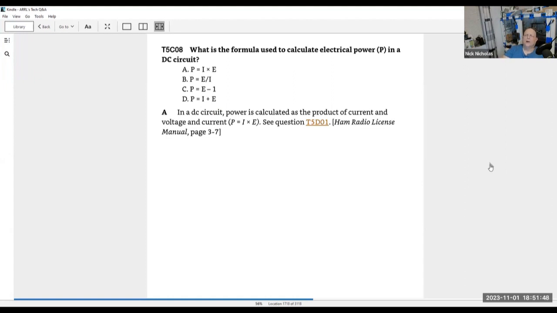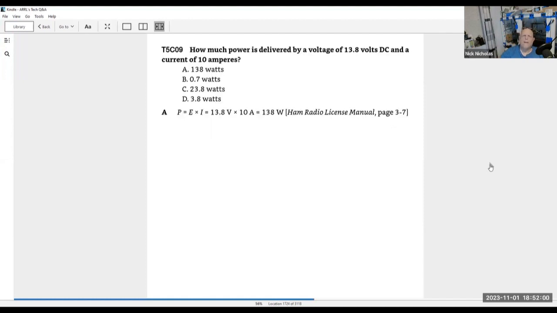What is the formula to calculate power? Remember I told you power is the I E formula, or pi formula. P equals I times E. And that's answer A. We have the circle for that. Remember, guys? I'll pull it up at break, and before we start again after break, I'll review that.